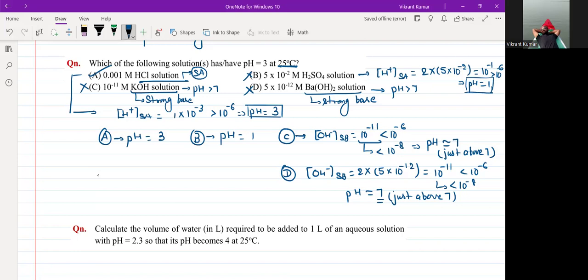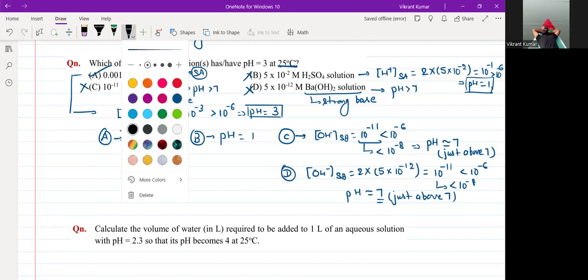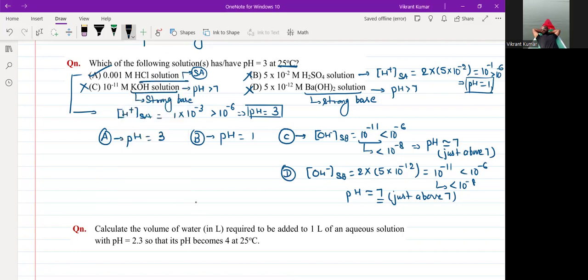यहाँ पे जस्ट इसको मैं टेक्निकली करेक्ट कर देता हूँ. Of an aqueous solution having strong acid with pH equals 2.3, so that its pH becomes 4 at 25 degrees C.